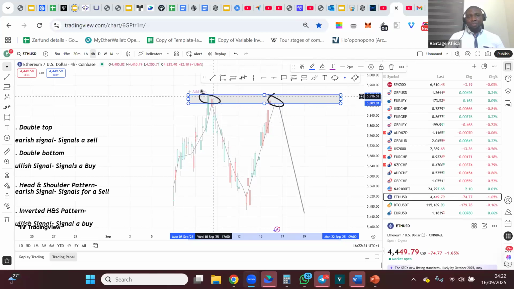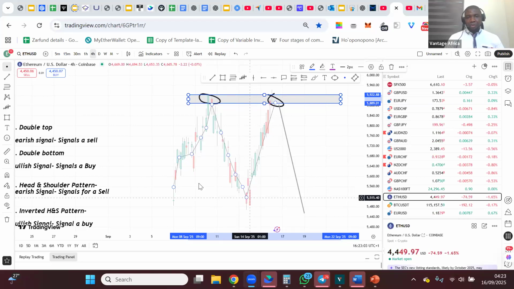So this is a top here. We call this area a top, where price rose to and then reversed. When it comes to this area, we call this a bottom. This is a bottom, this is a bottom. Where price dropped to and then reversed, that is a bottom. When price rises to a point and reverses, that is a top. When price drops to a level and then reverses, that is a bottom.